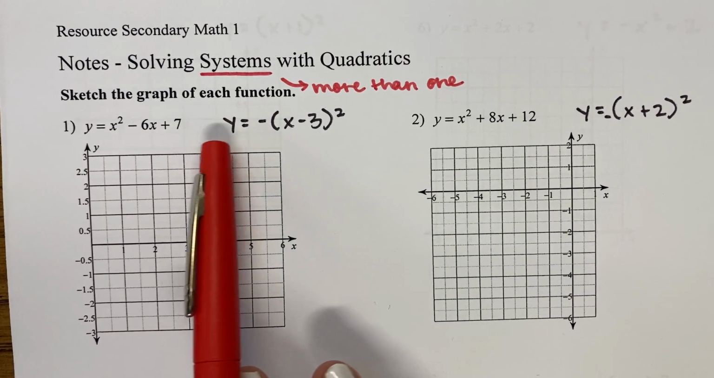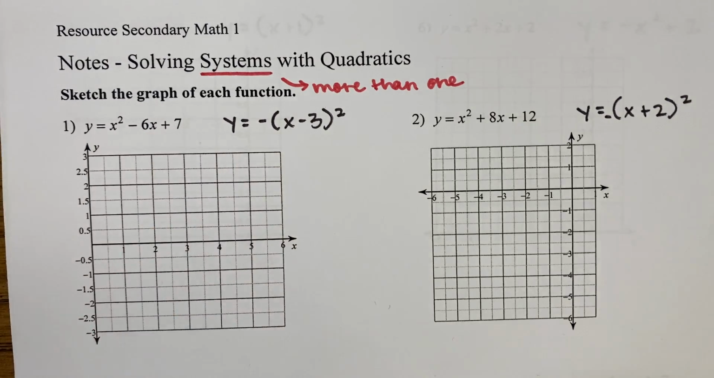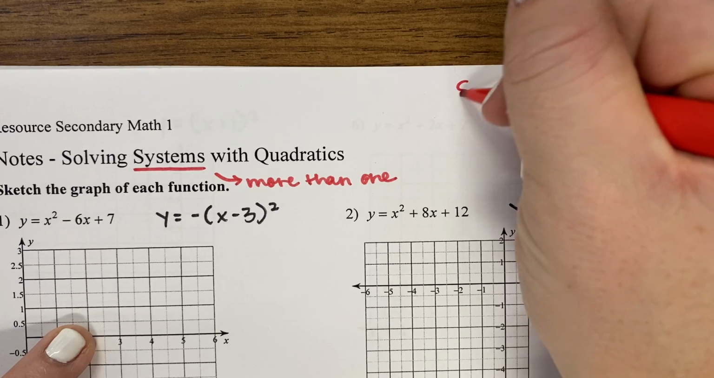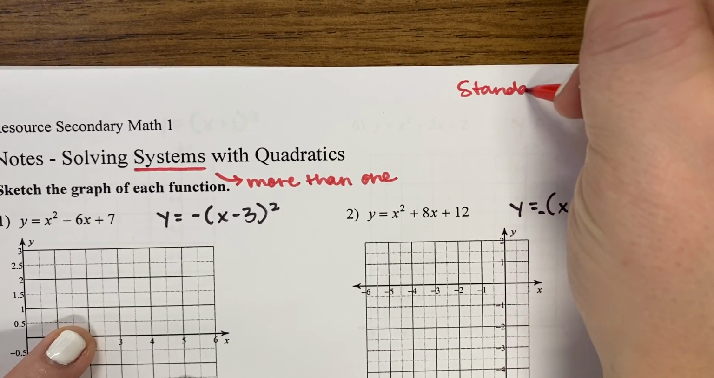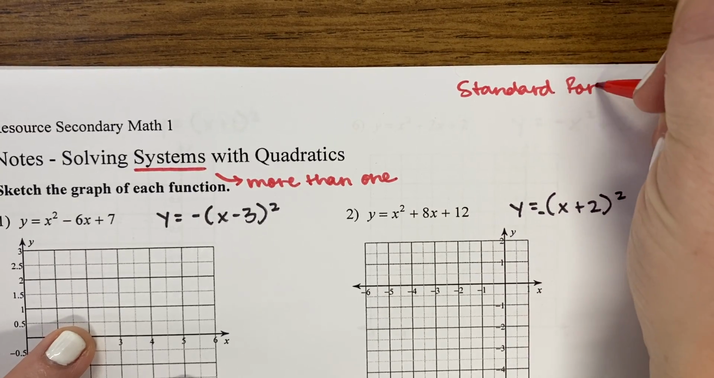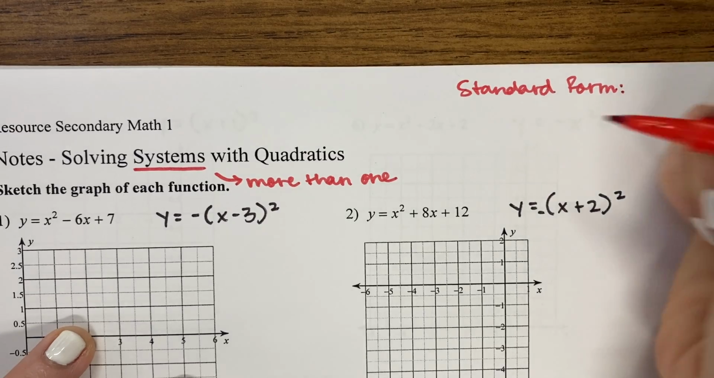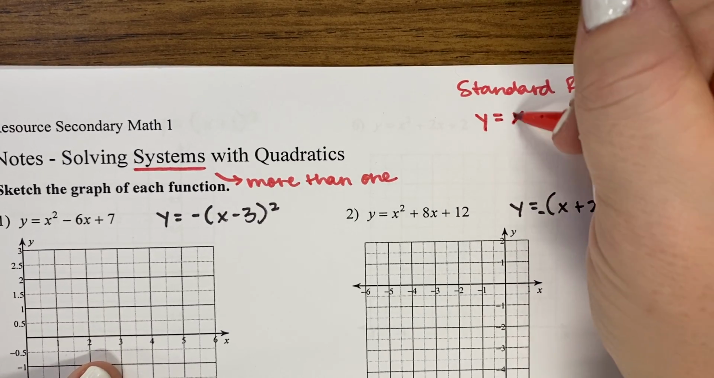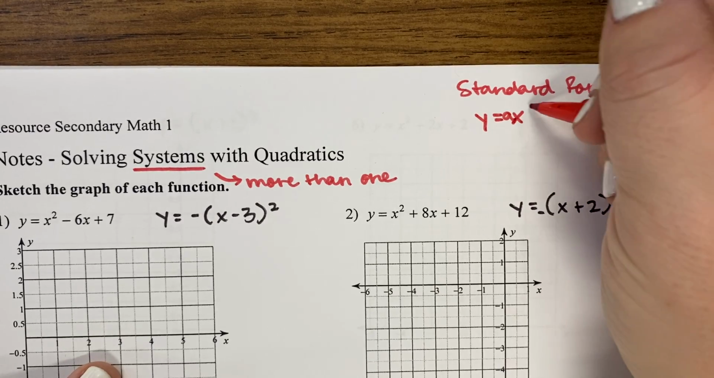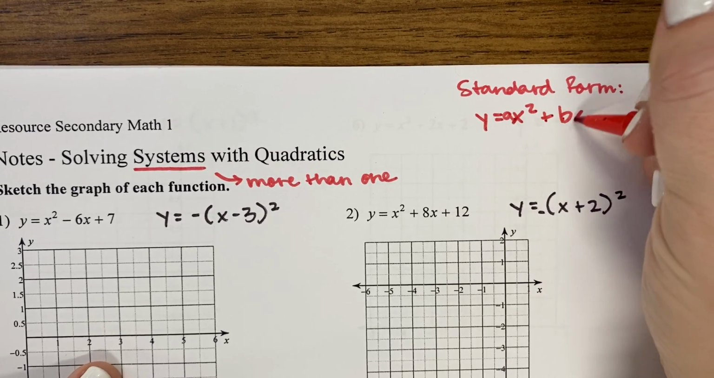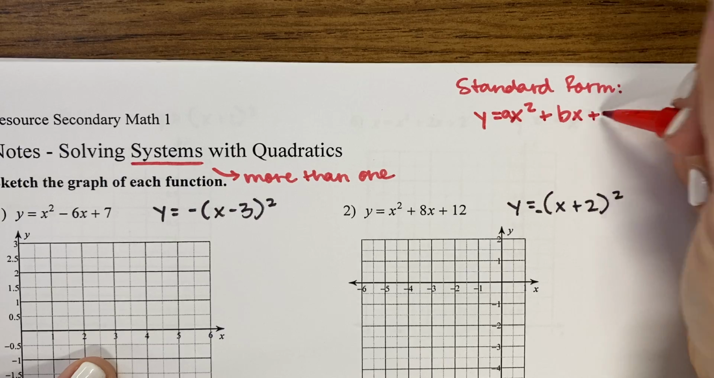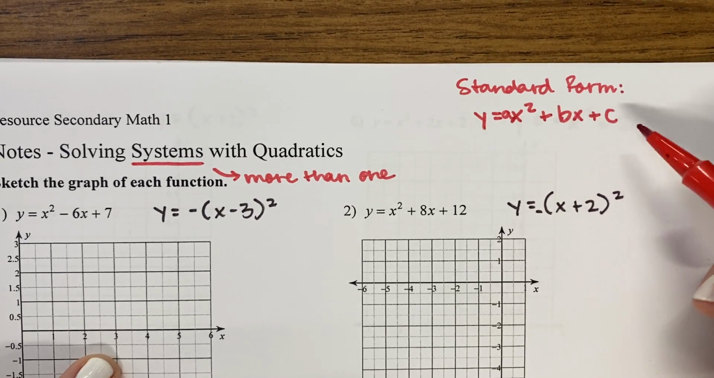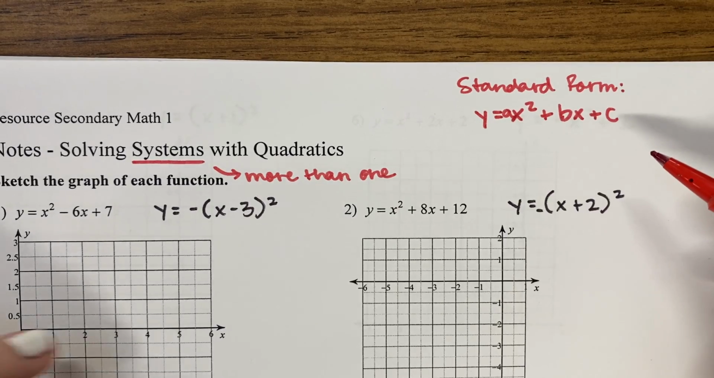We actually have two different forms that our quadratics are written in. Let's make a note on our paper to remind ourselves of these forms. The standard form of a quadratic is written as y equals ax squared plus bx plus c. So a, b, c: x squared, x in the middle, plus c.